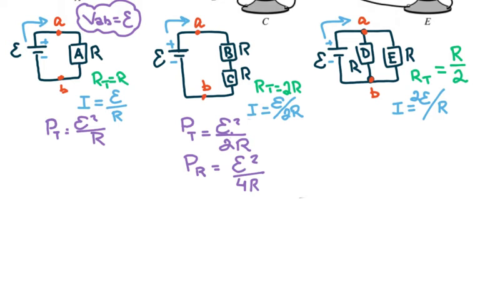And then for the next problem, the total power taken away by the circuit is equal to, again, EMF times the current in the circuit. So you have EMF times the current, which gives you 2 EMF squared over R.